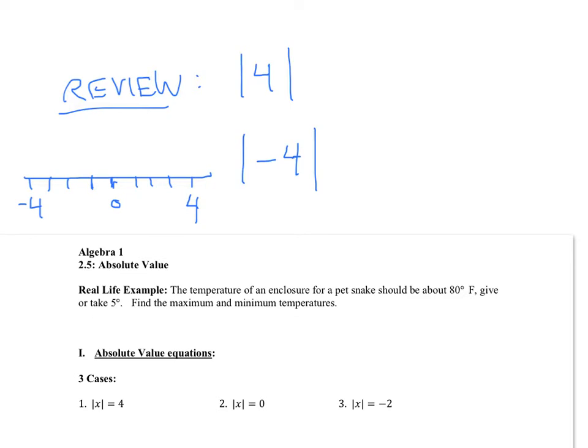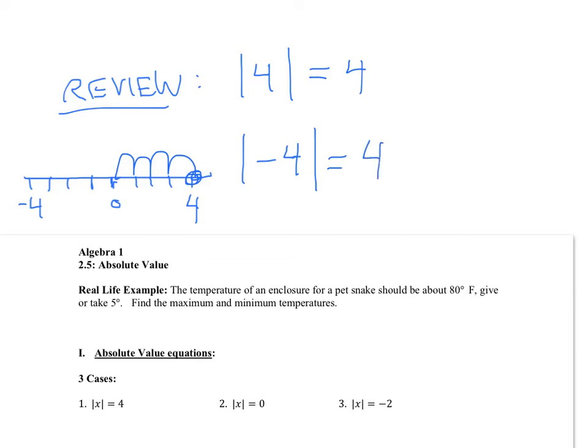So two numbers I picked here are 4 and negative 4. Well, if I take the absolute value of 4, this equals 4. Right? If I'm right here on the real number line, it's 4 units from 0. 1, 2, 3, 4. Now likewise, if I pick negative 4, the absolute value of negative 4 is still 4.